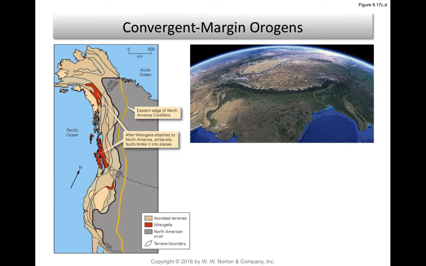The North American Cordillera and the accreted terrains that occur over here. So remember, these are too buoyant to be subducted. And so there are many in Alaska going down. In fact, California, the Sierra Nevada, there's many accreted terrains in the western foothills. And many of those are where the California gold originated.